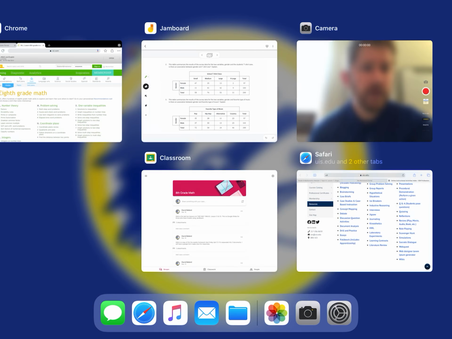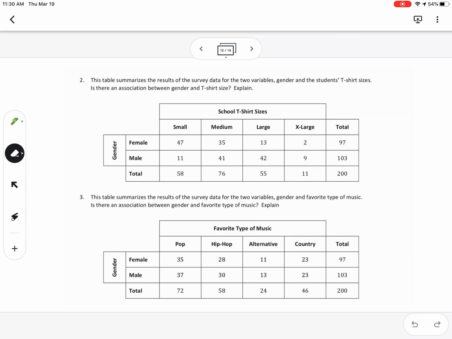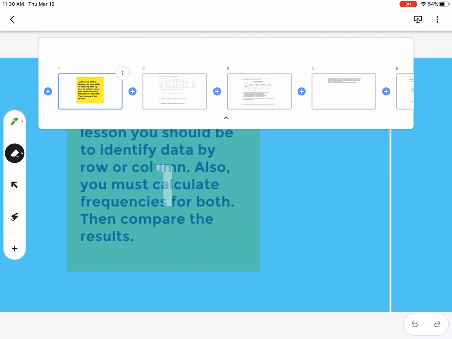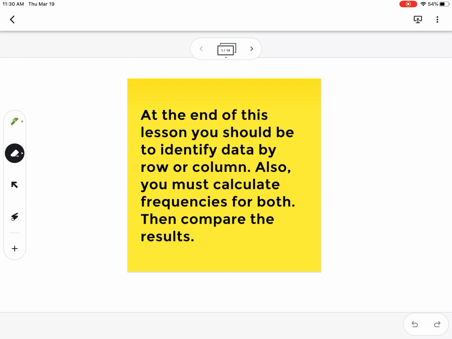So pull up your Jamboard or your PDF of the lesson, and we are going to start at the very beginning here. By the end of this lesson, you should be able to calculate both row and column frequency, not frequency for the overall table, which we did in the prior two lessons, and then really analyze that data.